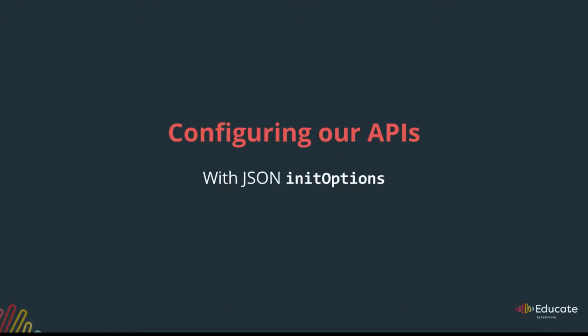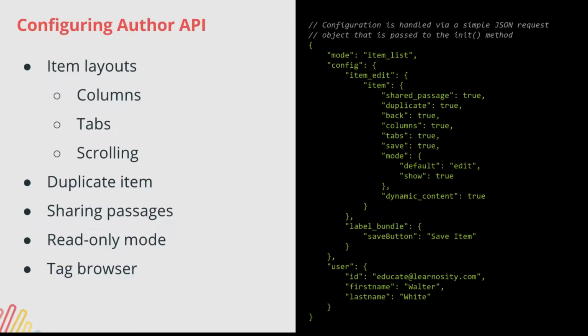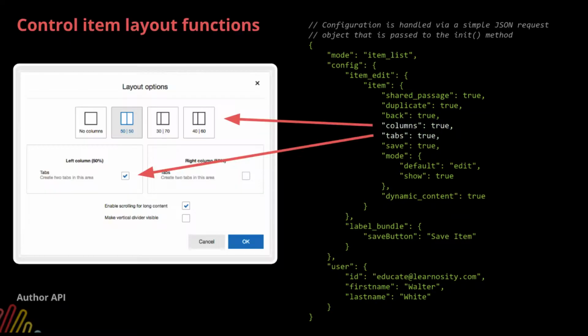So again, starting with configuration, it's the first step. What can you do with the out-of-the-box things? We're going to run through just a bit of a subset here on layouts or duplicate items and those sorts of pieces. So for the first one, you might want your authors to be able to set layouts in their items. So by turning columns true, tabs true, you turn on those options for your authors. If you don't want them, you can pass in false.